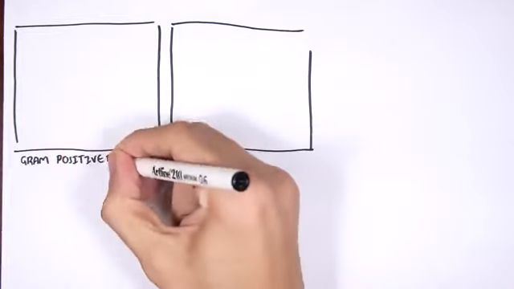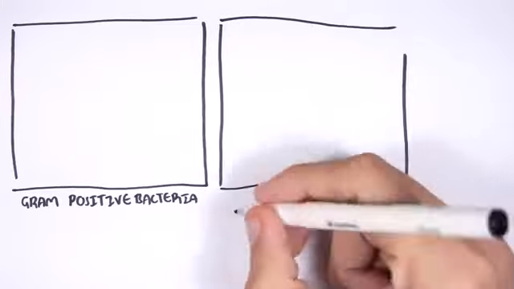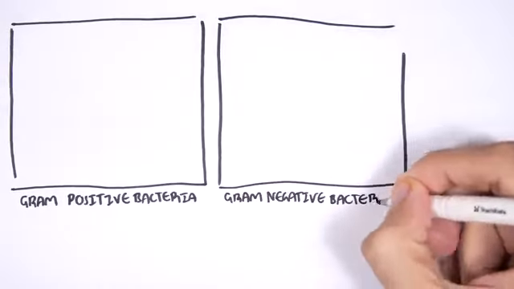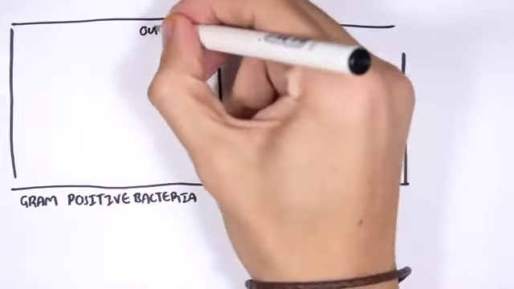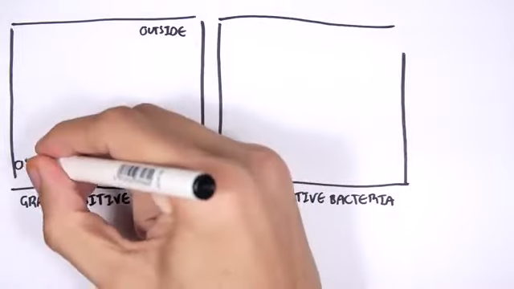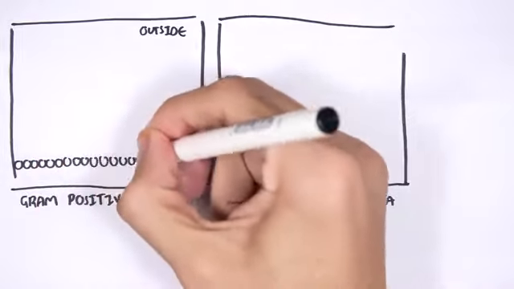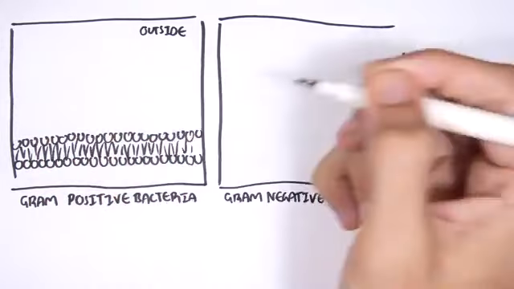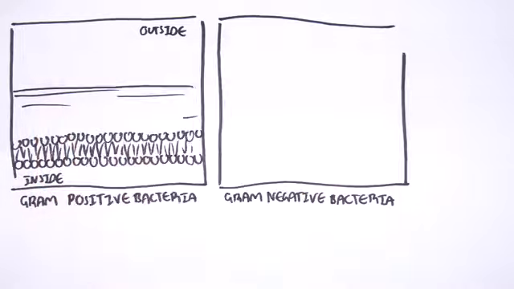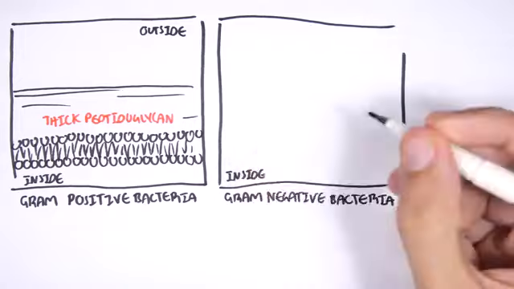Well, we have two broad categories of bacteria. These are gram-positive and gram-negative. They differ in their cell wall membrane composition. See, if this was a gram-positive bacteria, if this was the outside of the cell, it has an inner lipid membrane here and a thick peptidoglycan layer. Peptidoglycan is basically carbohydrates and proteins.